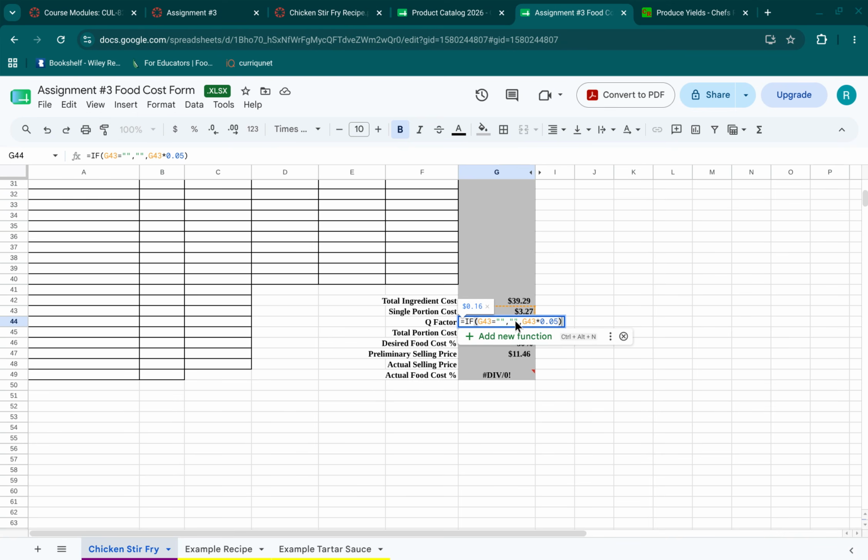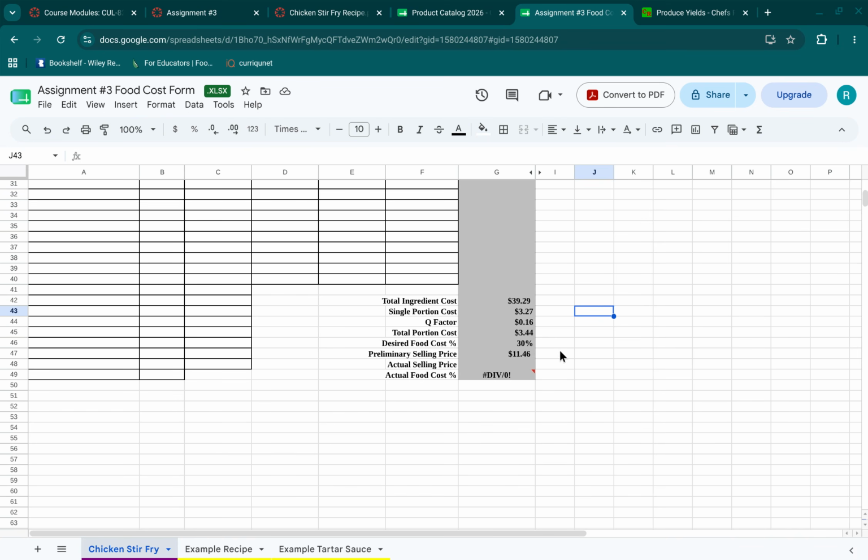So we have in here a 5% Q factor because industry standard is anywhere from 1 to 10%. So I put right down the middle, 5. So every chicken stir fry plate gets an extra 16 cents added on to it, which brings us to a total of $3.44 to charge to the customer with a 30% food cost attached to it.